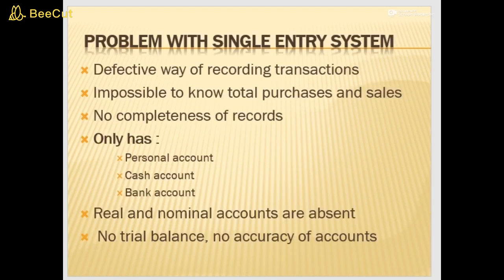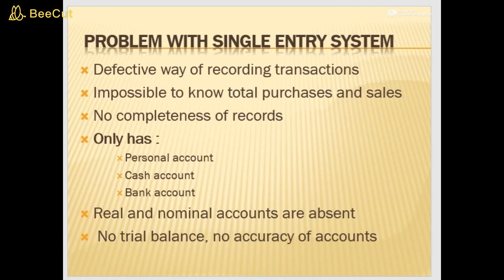Let us first understand what the problems with the single entry system were, which you have already studied at SYJC level. The first problem is that it is a defective way of recording transactions. In accountancy, it is not a recognized system of accounting. In this, it is impossible to know the total purchase and sale because we don't have a track of it. It is not a complete record. We have only details of personal accounts, cash account and some bank transactions. In this, real and nominal accounts are absent.